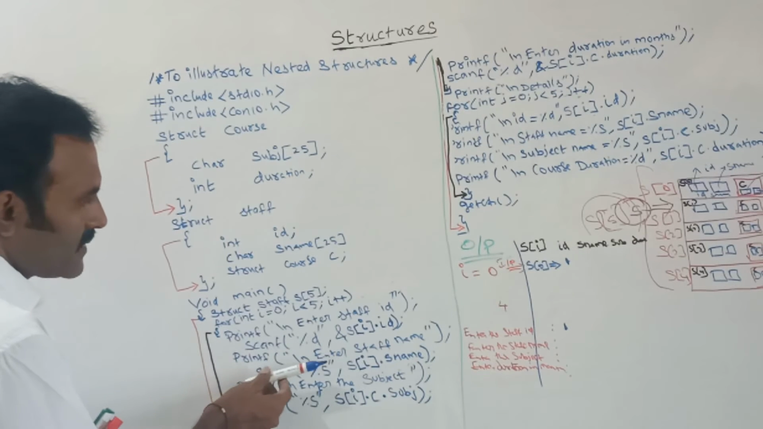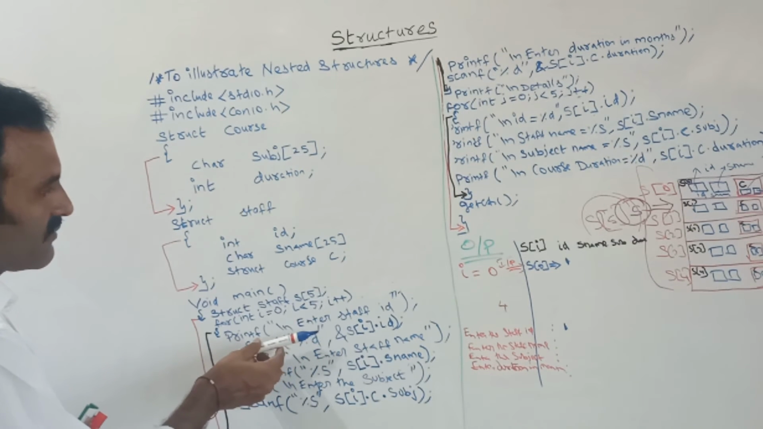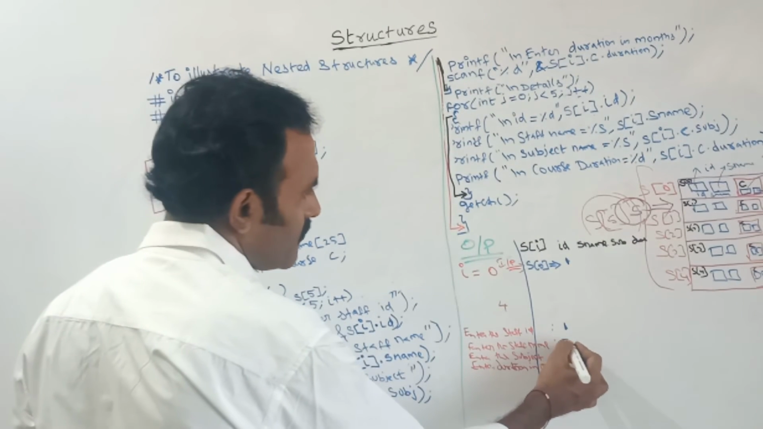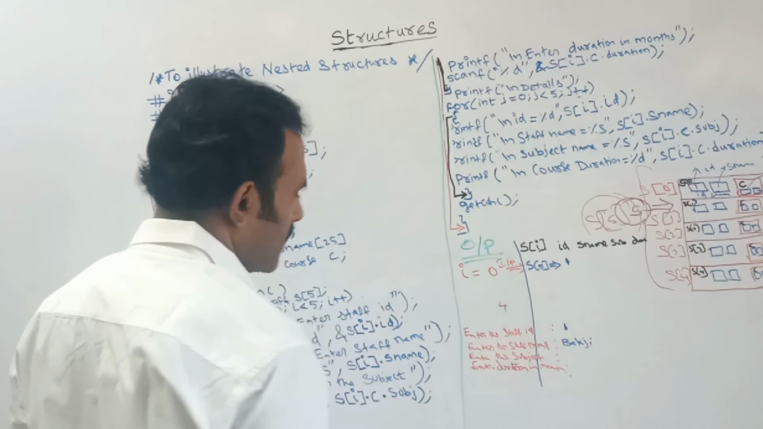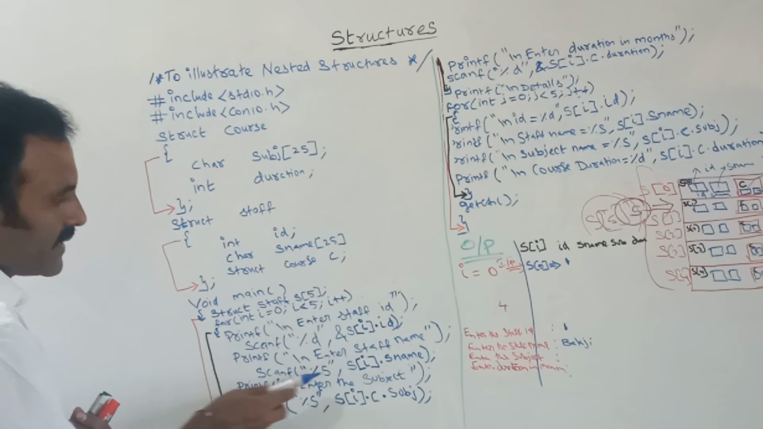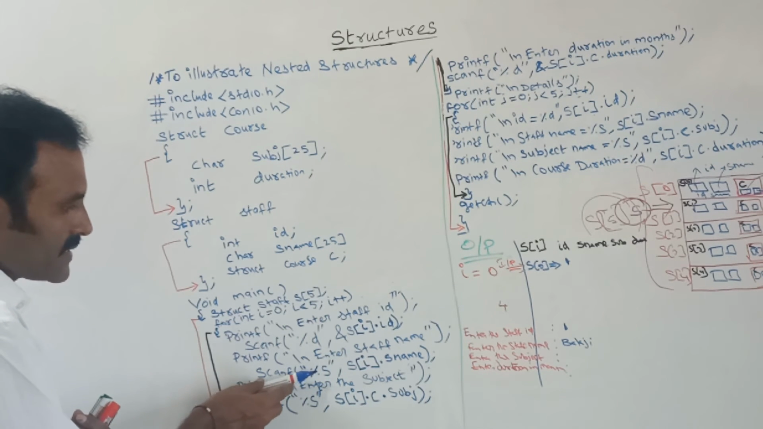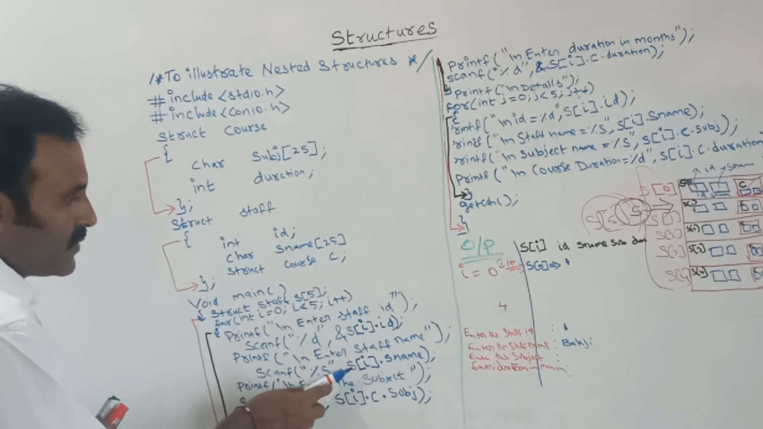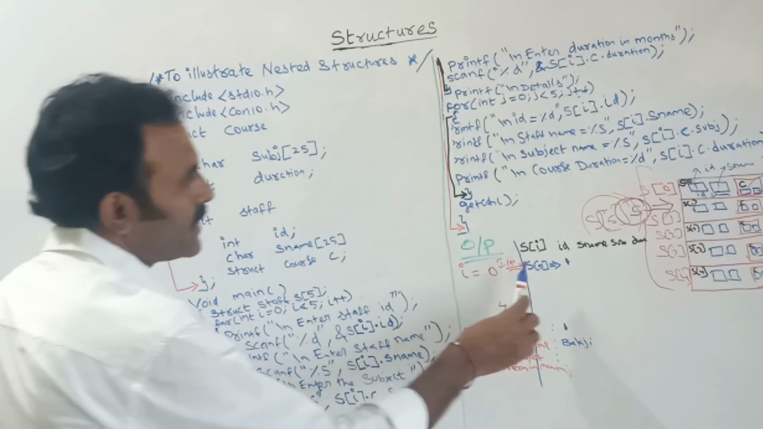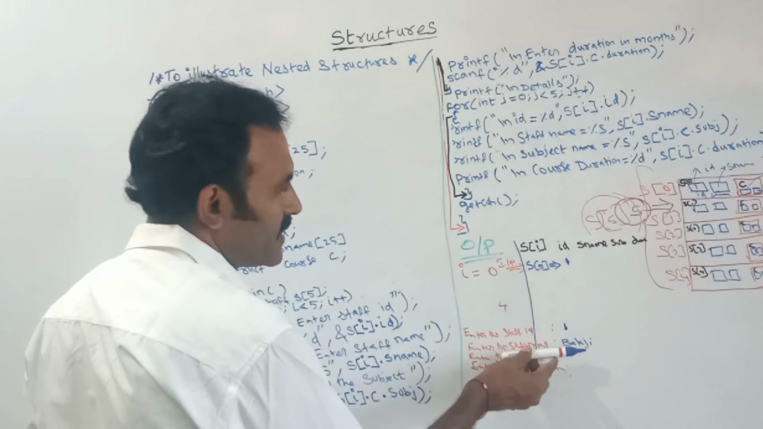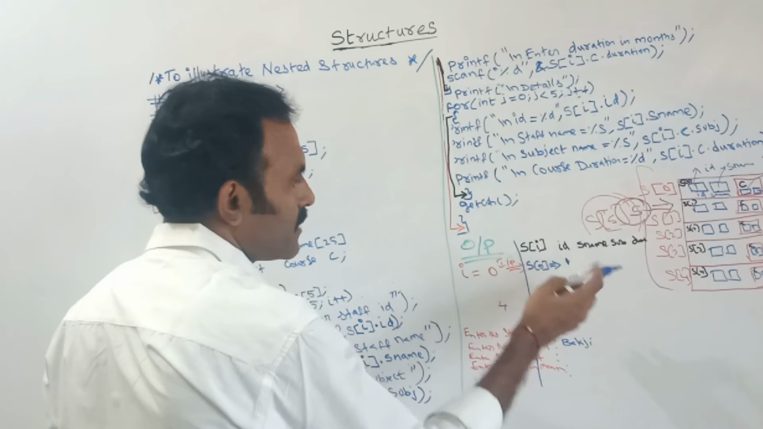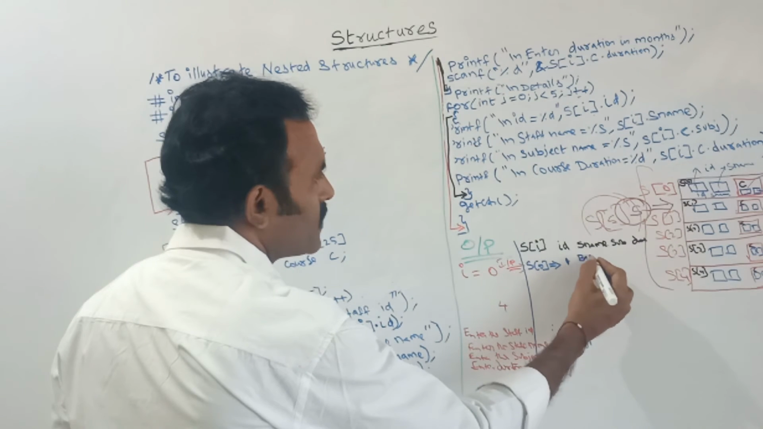Next, after getting the input for the staff ID, it will ask "enter the staff name". Suppose you are giving Balaji, then where will this staff name be stored? In this scanf, I am getting this input to S of I dot S name. The I value is still 0, so S of 0 dot S name. Whatever name is given on the keyboard will be stored to this structure member. So Balaji will be stored here.